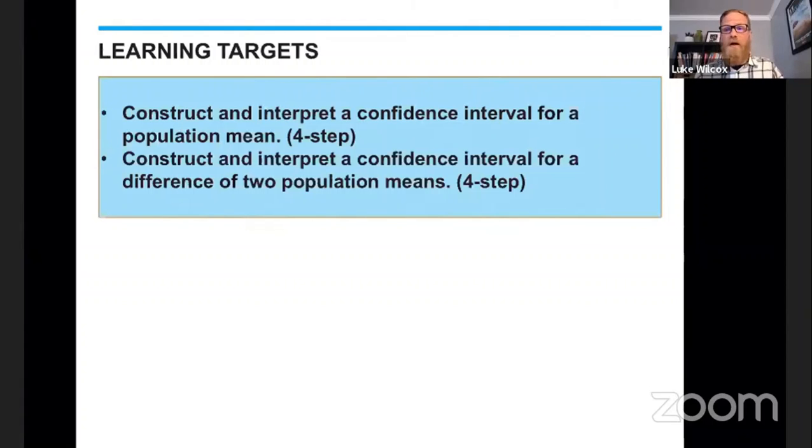And both of them are about constructing and interpreting confidence intervals. But you'll notice that the first one is to construct and interpret a confidence interval for a population mean, and I'm talking about one mean there. Whereas the second learning target is a confidence interval for the difference of 2 population means. So there you are going to have a 2-sample problem or an experiment that utilizes random assignment. Now, for both of these learning targets, I'm going to use the hopefully familiar 4-step process of state, plan, do, conclude. So here we go.